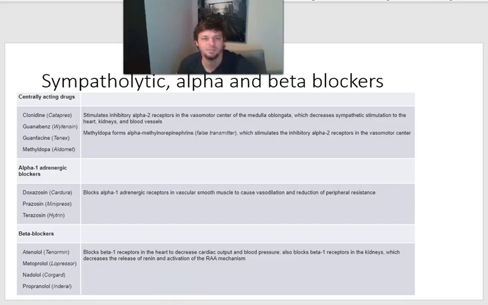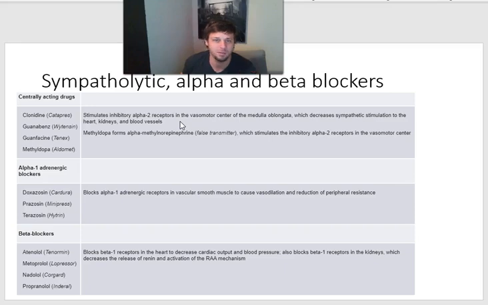Then we have our sympatholytics, your alphas and beta blockers. So you have central acting drugs that work on the sympathetic autonomic nervous system, and then you have your alpha 1s and your beta blockers. So in your central acting drugs, clonidine is kind of the preferred one to go with. It works on the medulla oblongata in the brain to decrease your vasomotor centers. And what they do is they stimulate the inhibitory alpha-2 receptors.